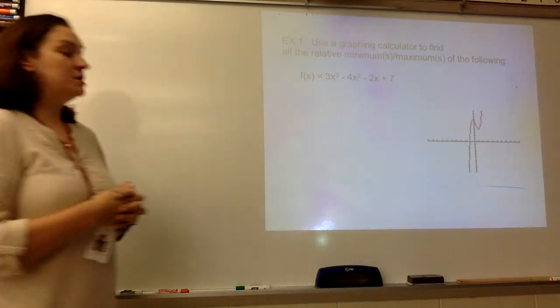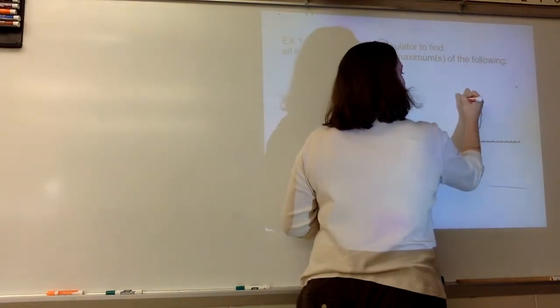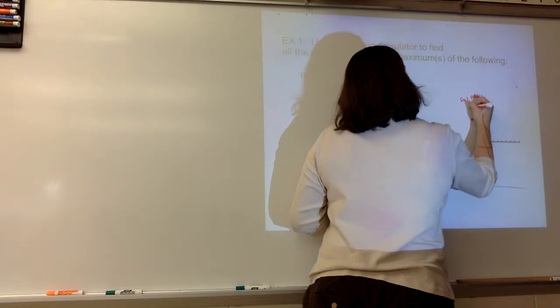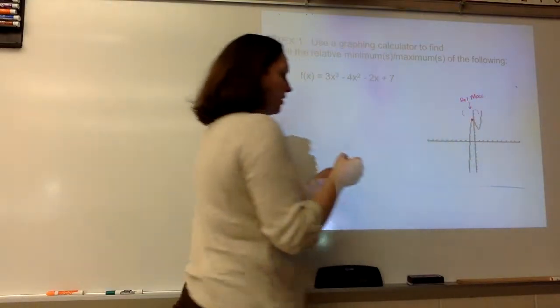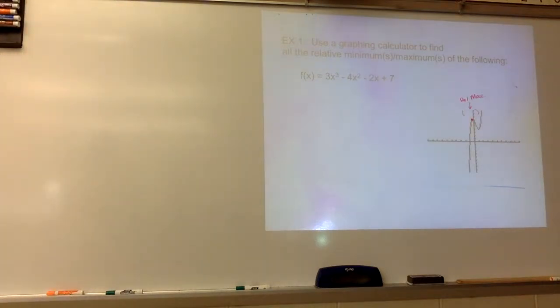What I'd like you to then do is calculate, please, this point right here, which is a relative max. I want you to tell me the ordered pair that represents the relative maximum. So go into the calculate menu and calculate the max. It'll come up as an ordered pair. If anybody needs help, please let me know.